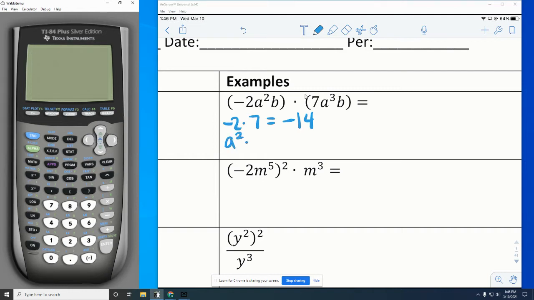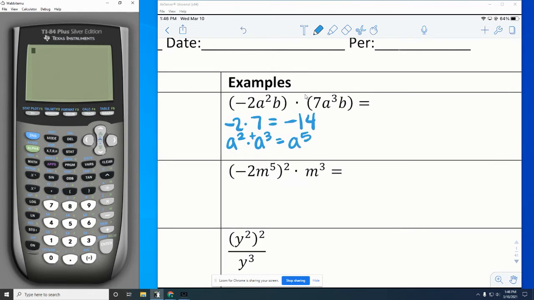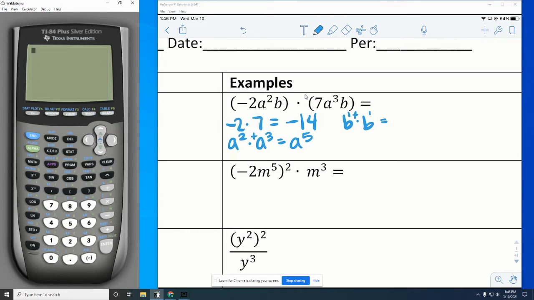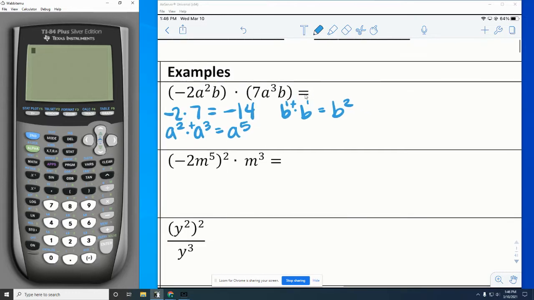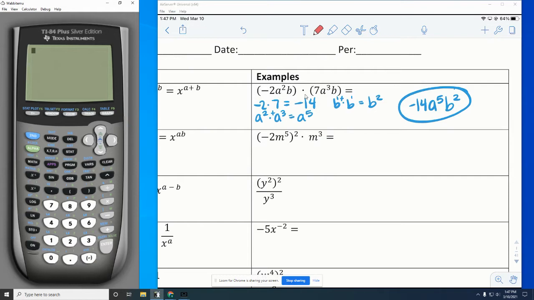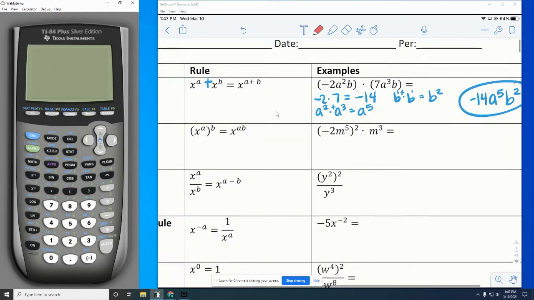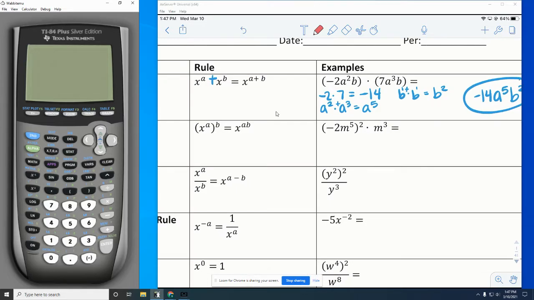Then we have a to the 2 times a to the 3. There's just enough room for addition, so that would be a to the 5. And then b times b, we have just enough room for addition. Now remember, these are ninja ones. They don't show it, but they're there, so that would be b to the 2. And then I just put my answer all back together, -14, a to the 5, b to the 2. So if you see multiplication and there's enough room to squeeze in a plus sign, that's what you're going to do. The next rule is the power rule.